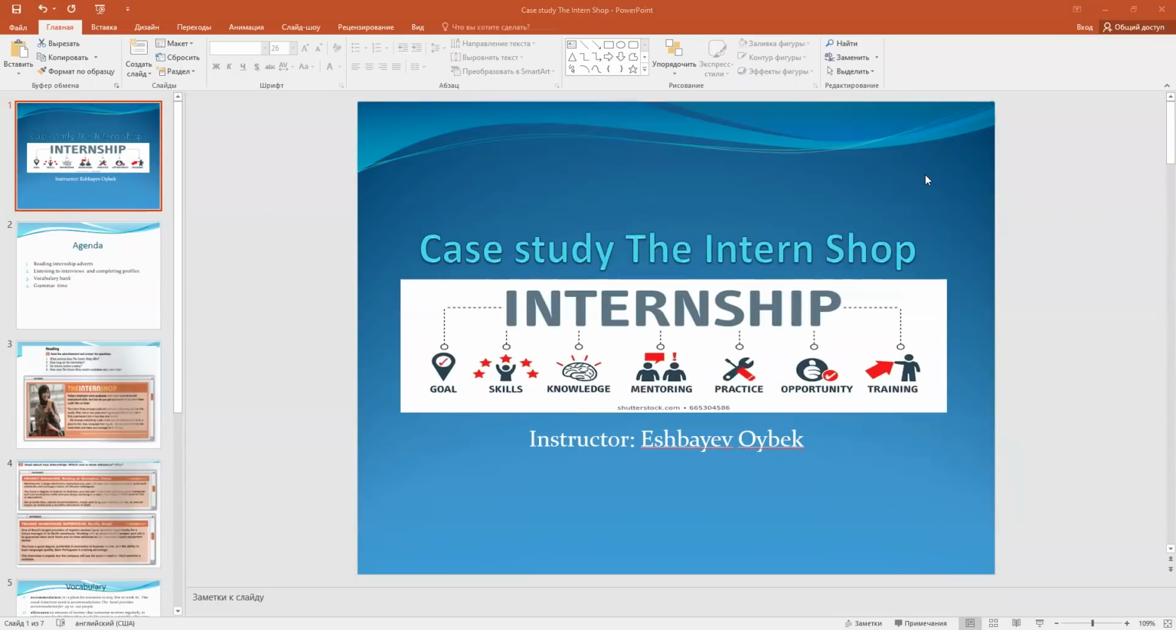Okay, so today's topic is the internship. An internship is a time when you gain experience in a job during your holiday. Okay, so we can say that internship means a graduate student or a student gets experience in a job after a semester.